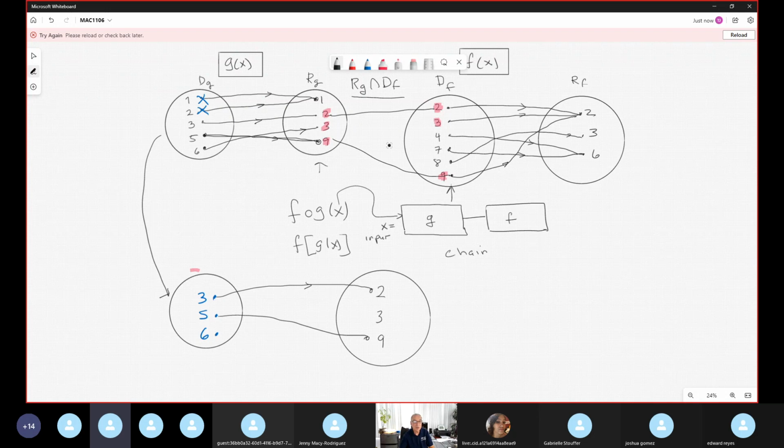Let me see. Oh, yeah. And 3 continues here. 6 to the 3. Okay, this is one subset. Say this is the, what is the name of this? Well, the name of this, I don't know. This is the range of G intersection domain of F.